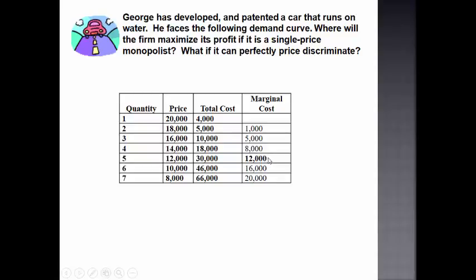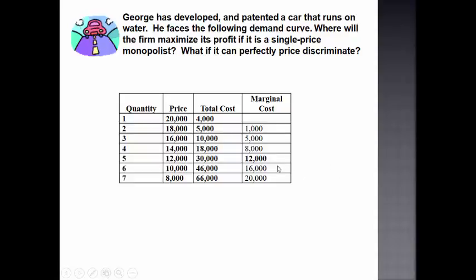Car number 5, George will only earn normal profit on car number 5 because car number 5 adds $12,000 in cost, and somebody is willing to pay $12,000 for car number 5. So George is actually going to stop producing when the marginal cost is equal to the price of that product. So in this case, George will sell 5 cars.